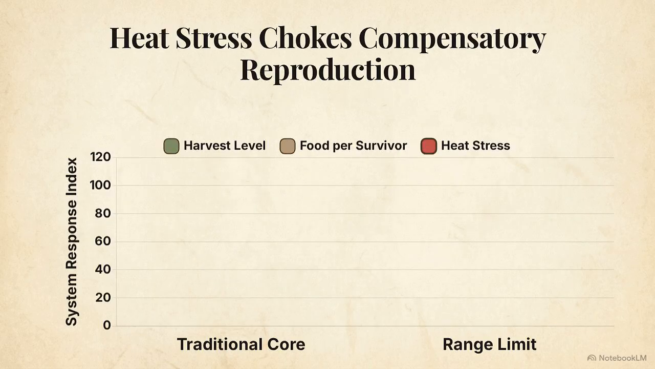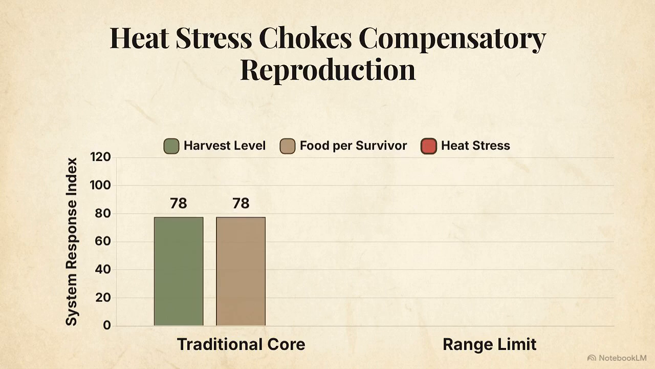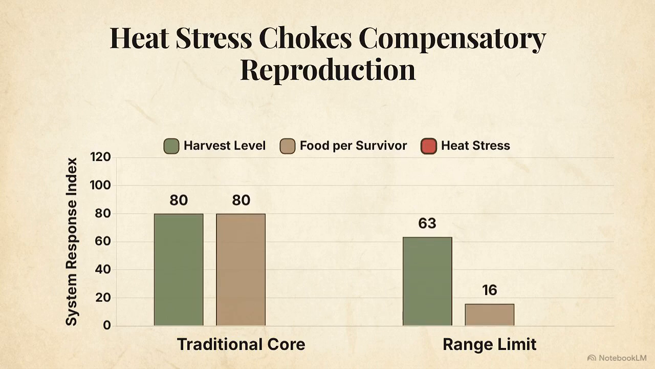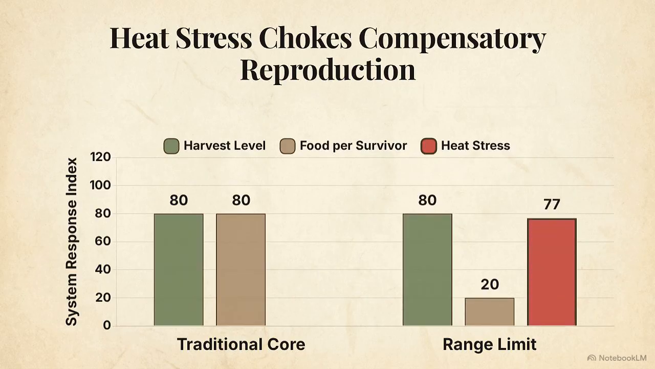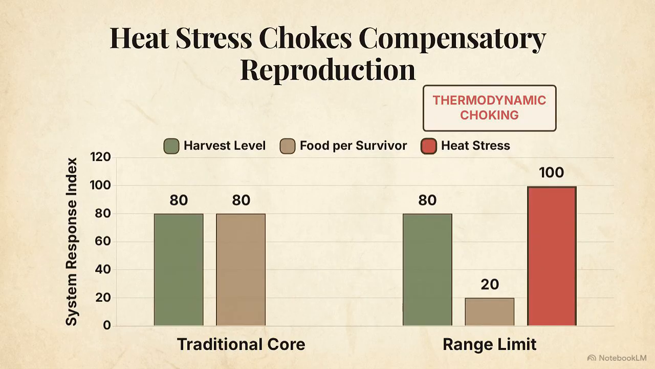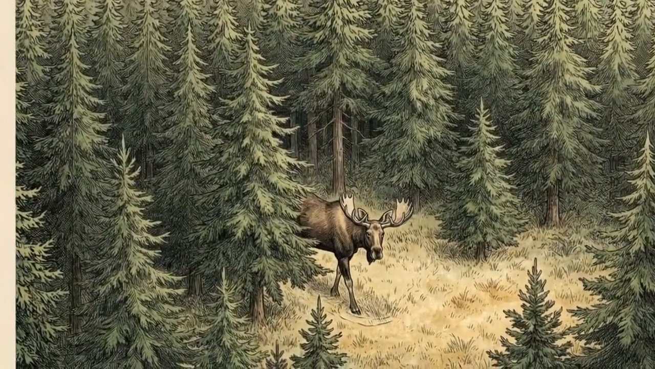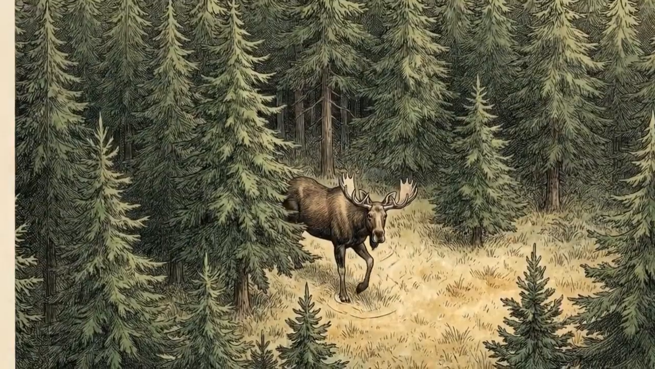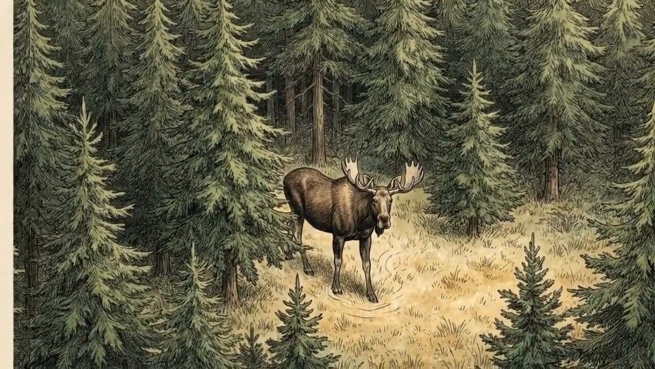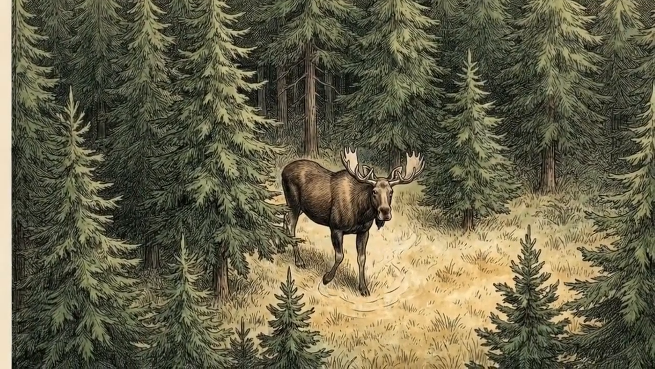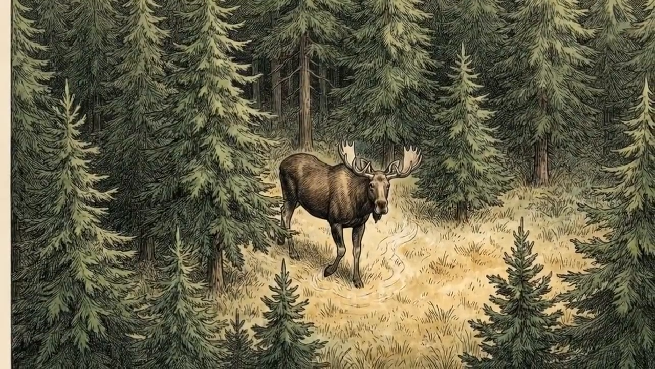Traditional wildlife harvest models assume that hunted animals leave behind more food for the survivors, who then simply breed more to replace the lost individuals. But at the range limit, that assumption fails, because compensatory reproduction is thermodynamically choked by the environment. Managing cold-adapted megafauna at their southern limit requires abandoning core population assumptions. Survival depends entirely on conserving maternal energy reserves in an increasingly warming landscape.